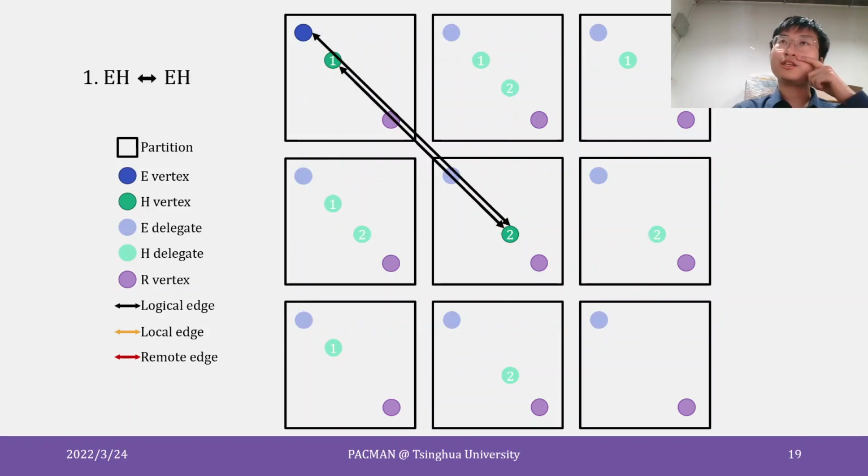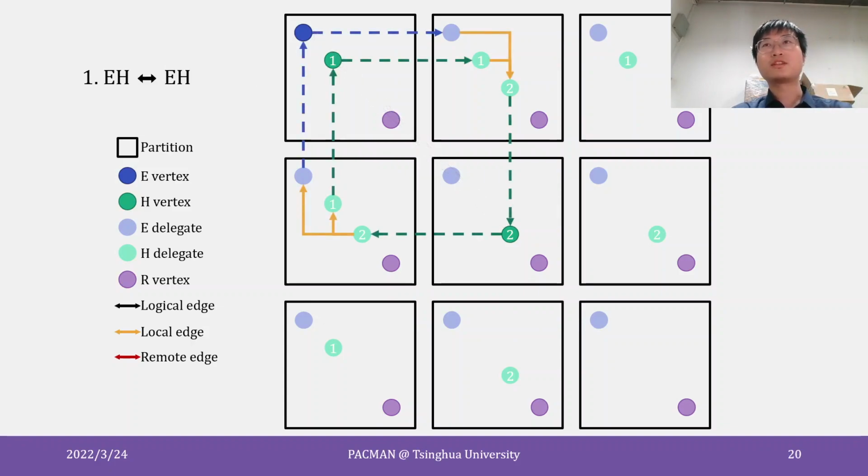The first set of edges are those connecting two E or H vertices. For those, we use the delegates to make them contact each other, just like in 2D partitioning. The edges thus become local edges on the column-row crosspoint connecting the two delegates. 2D partitioning does a pretty good job here of balancing the edges among rows and columns. Also, it has a great chance to reduce communication, both at source sending and destination receiving.